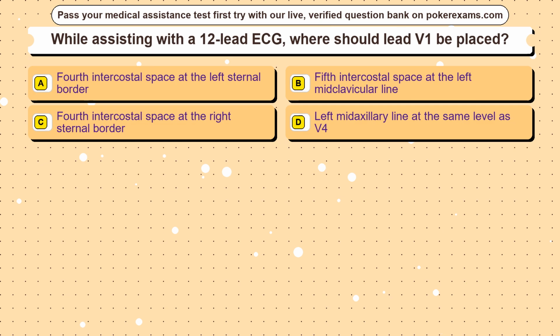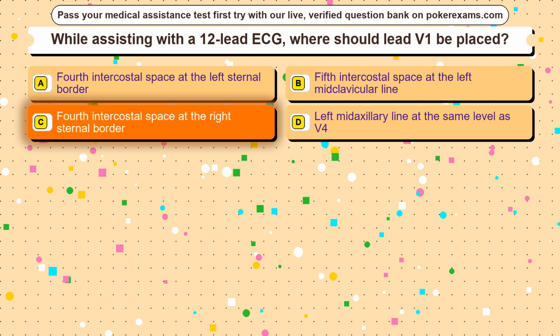Question 43. While assisting with a 12-lead ECG, where should lead V1 be placed? Option A, 4th intercostal space at the left sternal border. Option B, 5th intercostal space at the left midclavicular line. Option C, 4th intercostal space at the right sternal border. Option D, left mid-axillary line at the same level as V4.